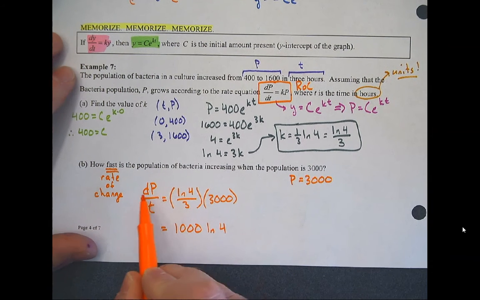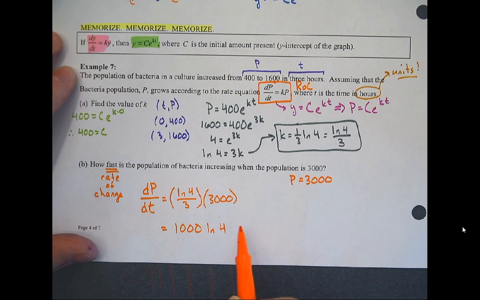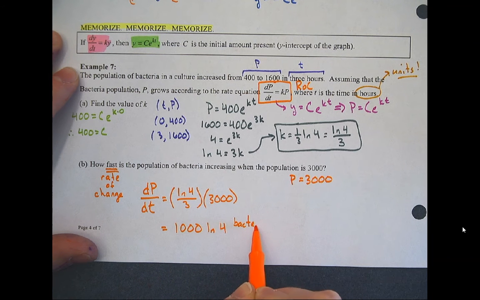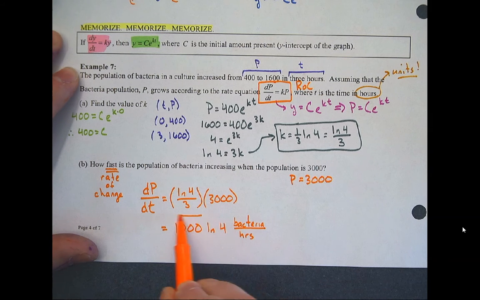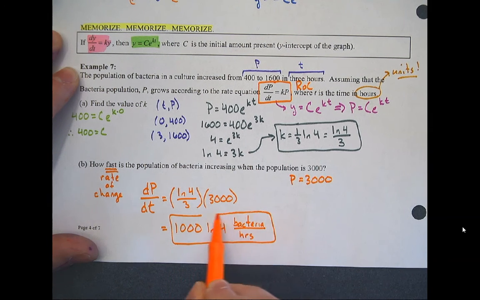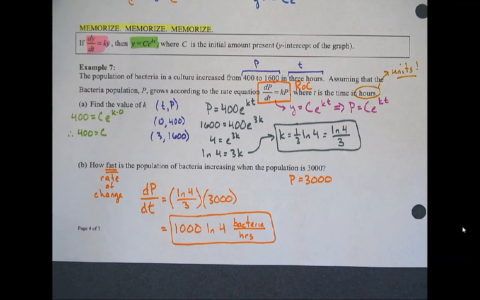So this is the change in population over the change in time. So our population, I'm just going to call it bacteria, over time. What's our time measured in? Hours. Don't forget your units. Remember that chapter 2 test? We had all those units on it.